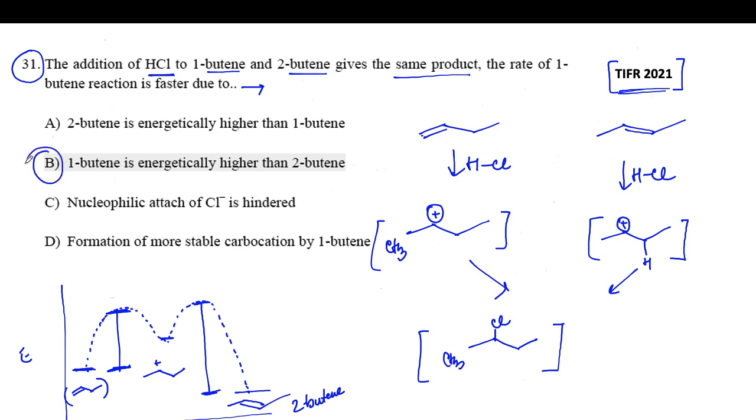So your option is B. 1-butene is energetically higher than 2-butene, and that is why crossing the energy barrier is easy for 1-butene. Okay? So that is your correct answer. 2-butene is energetically lower, it should be. Nucleophilic attack of Cl- is hindered, not at all. Formation of a more stable carbocation by 1-butene, not at all. The carbocation is the same. Since we are having the same intermediate, we can compare the energy of these two.